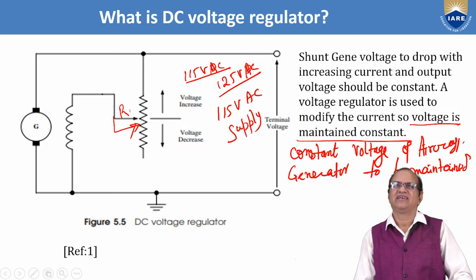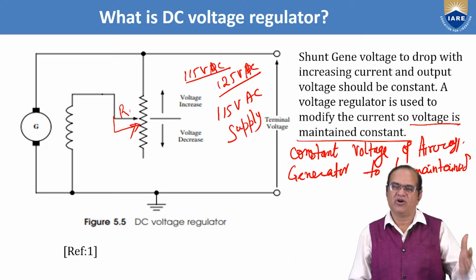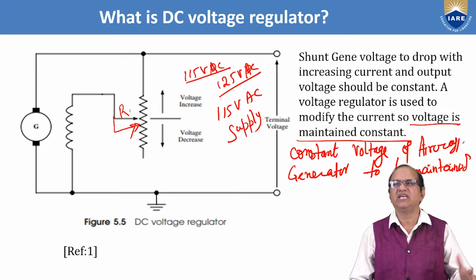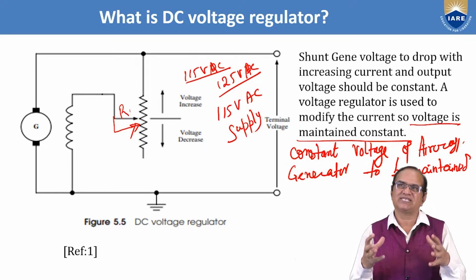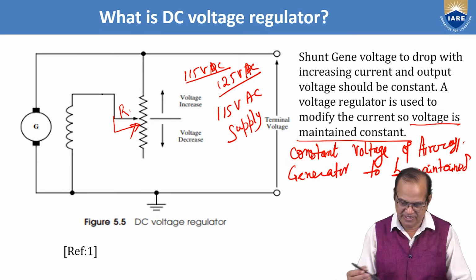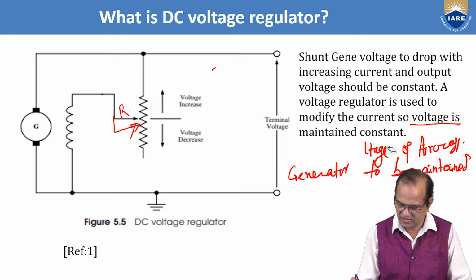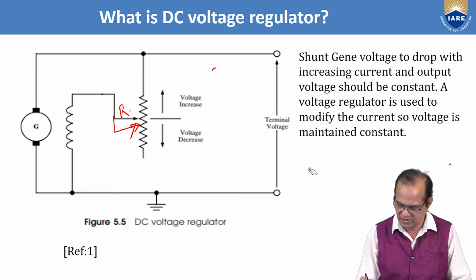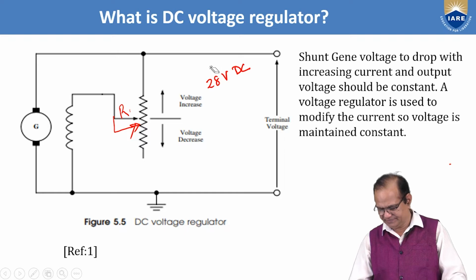So like this, DC voltages are regulated, DC voltages are modified, and accordingly we are getting the power as a constant voltage power supply by using the DC voltage regulator. Here all are DC. All are 28 volt DC. So accordingly it has to be maintained.